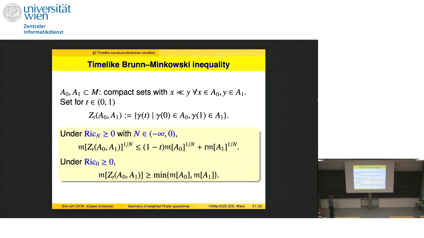And in the limit case of Ricci 0, we have this very degenerate concavity of the measure, more precisely, the Cauchy concavity of the measure. We have this kind of Brunn-Minkowski inequality under this curvature condition.